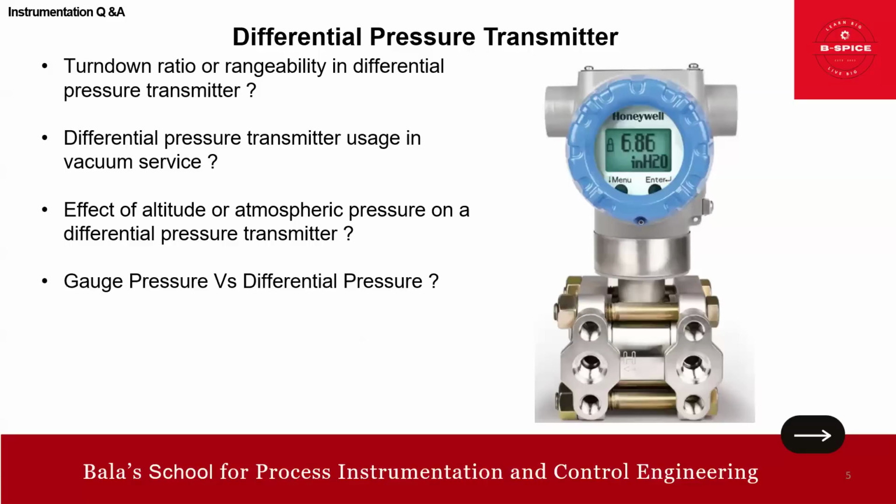Then gauge pressure. We are talking about gauge pressure and all, right? So what's the difference between gauge pressure and differential pressure? Gauge pressure is the pressure relative to atmospheric pressure, which we have discussed on the pressure transmitter. And differential pressure is the difference between 2 points. That's it. A differential pressure transmitter can measure gauge pressure if one of the pressure ports is open to atmosphere. You got it? Good to go.